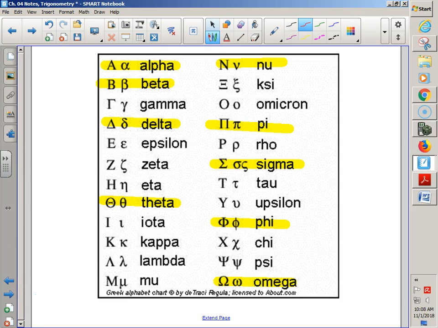Alpha, beta, gamma, delta, epsilon. Zeta, eta, theta, iota, kappa, lambda.